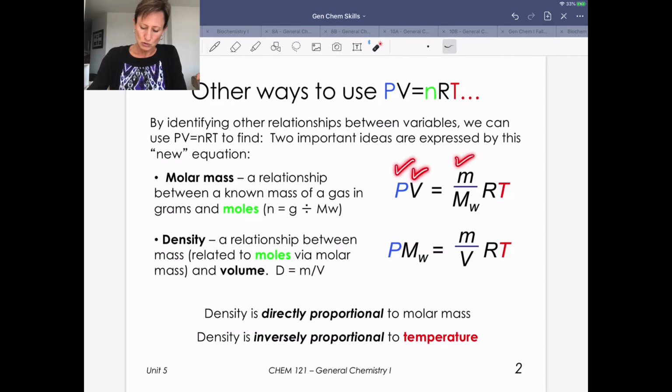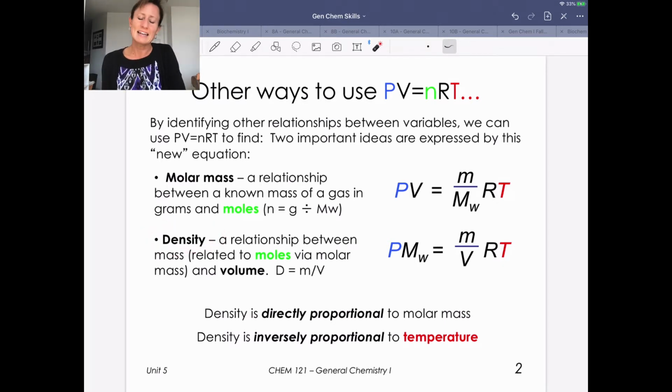1, 2, 3, 4, 5 variables. If we gather the mass of gas that we have and know its pressure, volume, and temperature, we could figure out what that gas is because we can figure out its molecular weight. So kind of some neat problems we'll be able to do with that.